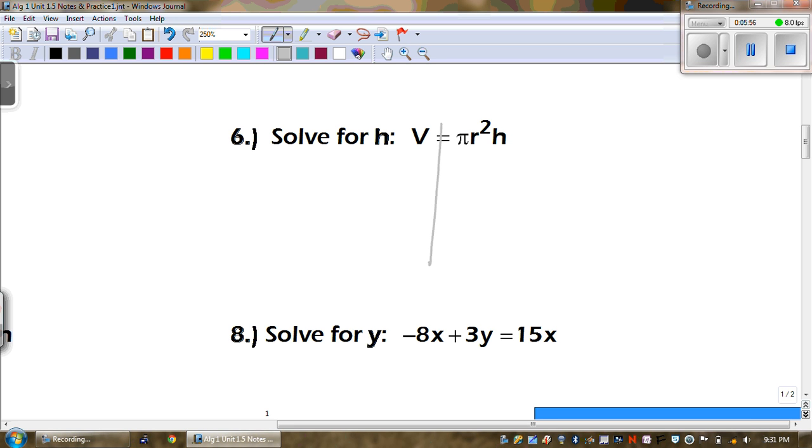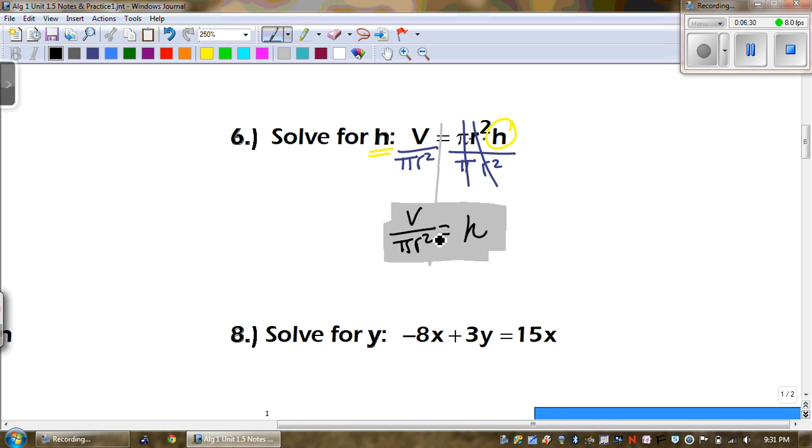Even when it looks really complicated right there, it says solve for h, there's my h. All we've got to do is keep track of the information, okay? Everything's being multiplied, and to get rid of multiplication, we divide. So I'm going to divide both sides there. What I divide one side by, I have to divide the other by. Those all cancel, and now the h is all by itself. And what it equals is v over pi r squared.